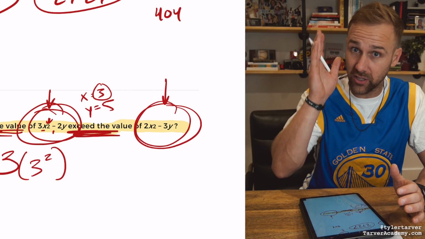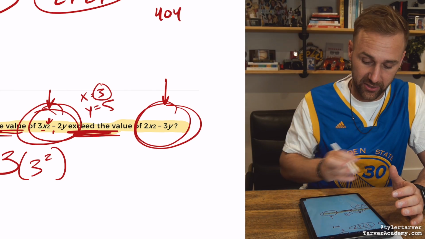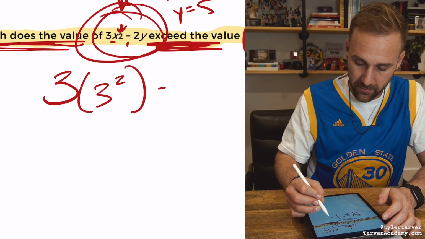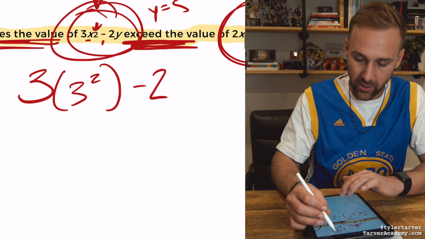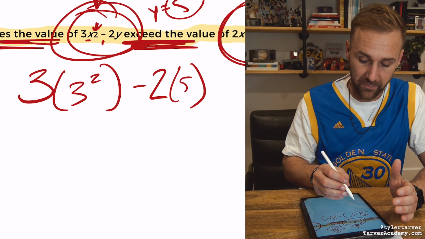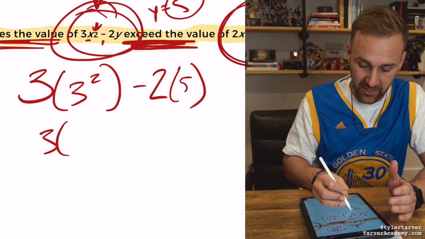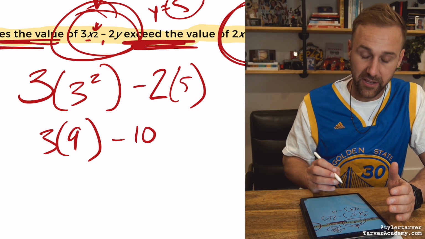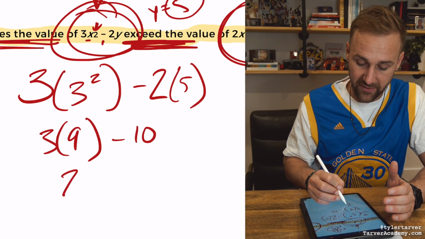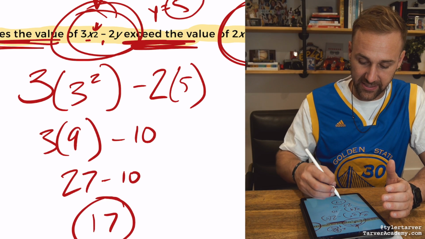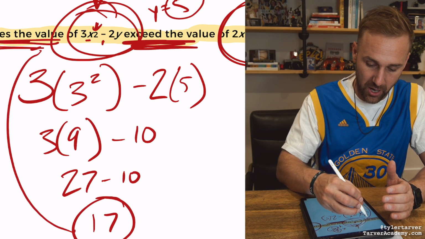Minus, and I'm literally just working my way down the characters on the problem. So minus 2, and then y equals 5, so 2 times 5. Now I'm just going to solve this problem. So 3 squared is 9, minus 2 times 5 is 10, 3 times 9 is 27, minus 10, this one is 17. That is the answer to this problem.